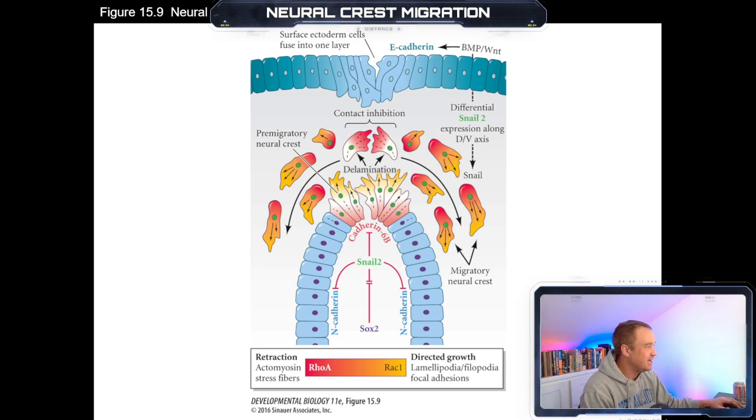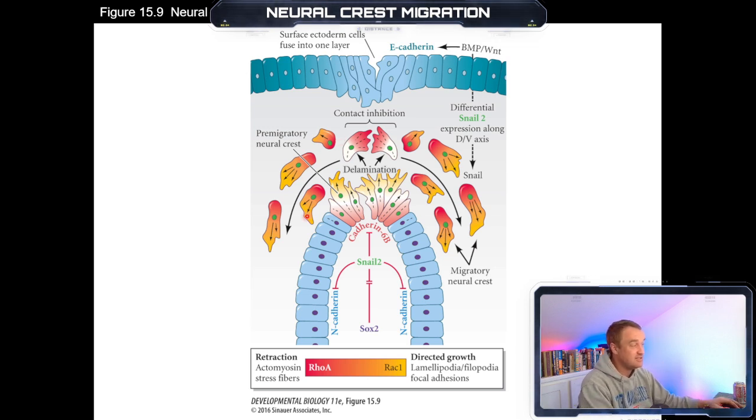Okay. So let's talk a little bit more about neural crest delamination and migration. The process of neural crest delamination is shown here at the time when the neural and surface ectodermal cells have separated and are both in the process of fusing at the midline to become the neural tube and the epidermis respectively. So this is right at the point of fusing, right?